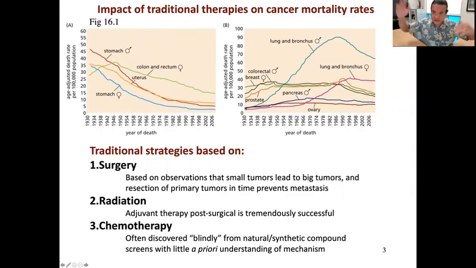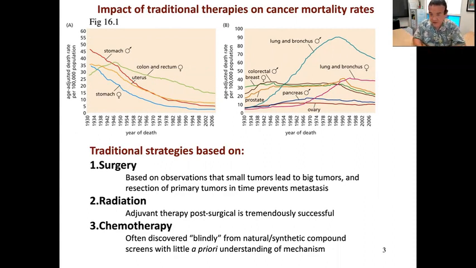So the actual heights of these lines are a little misleading if you look at panel A versus panel B. But what they're showing is that certain types of cancers, like lung and bronchial cancer, have tremendously risen over that same amount of time. Interestingly, this has everything to do with cigarette smoking, because in the 1930s and the early 1940s, during World War II, cigarette smoking became a tremendous sort of pastime.